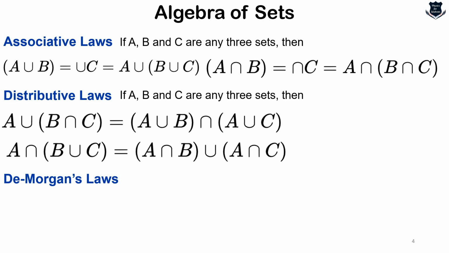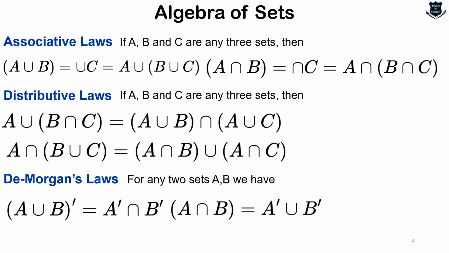Now we come to something which we will spend a little bit more time in understanding, because this is very important when we go ahead and learn real analysis. This law will be used in various ways. This is De Morgan's law. So for any sets A and B, we can say the complement of A union B is equal to the complement of A intersected with the complement of B, and the complement of A intersection B is equal to the complement of A union the complement of B.